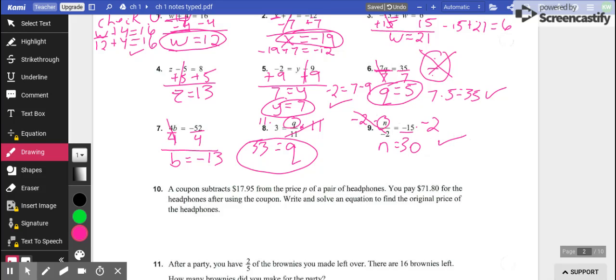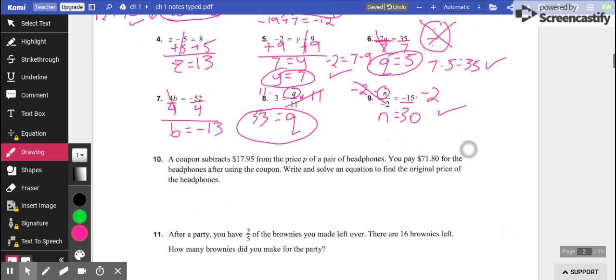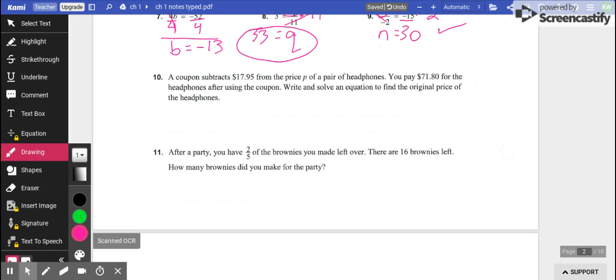All right. So we could be using this information, how to solve our one-step equations, to help us solve word problems too. So a coupon subtracts $17.95 from the price P of a pair of headphones. You pay $71.80 for the headphones after using the coupon. Write and solve an equation to find the original price of the headphones.